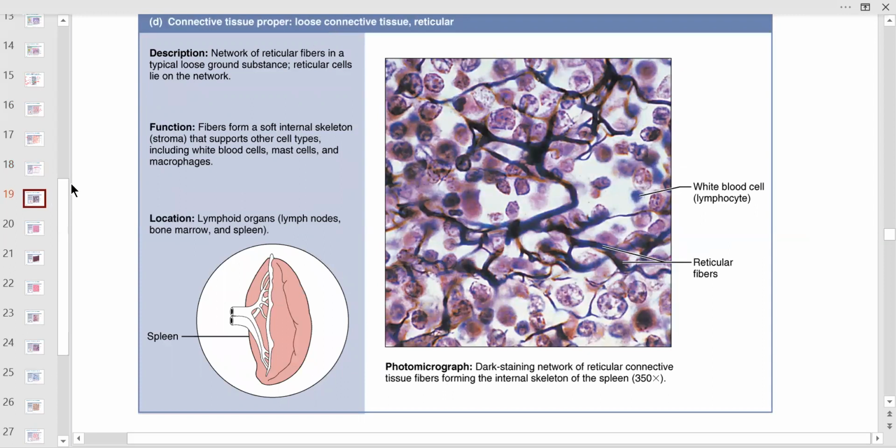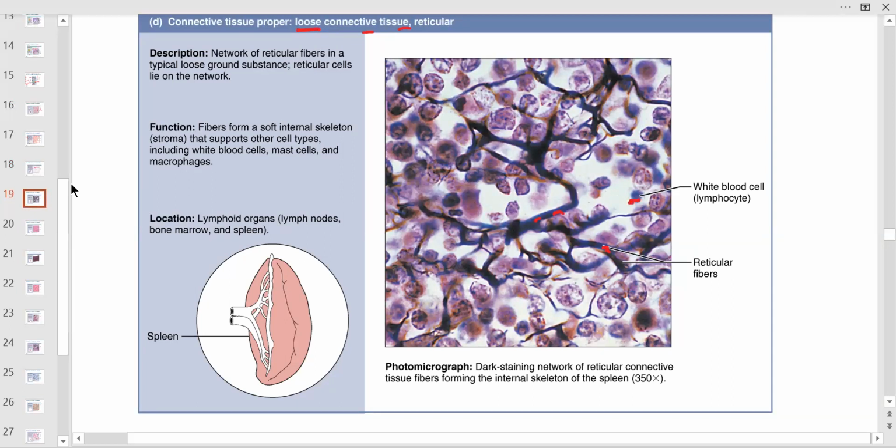So here is the one you've got to kind of memorize, and go through real quick before you go into the test. This is reticular connective tissue, and it's still loose connective tissue. It's a network of reticular fibers. So they stain this way too. They stain darker than collagen. And there's a lot of vascularity. You have blood supply in there.